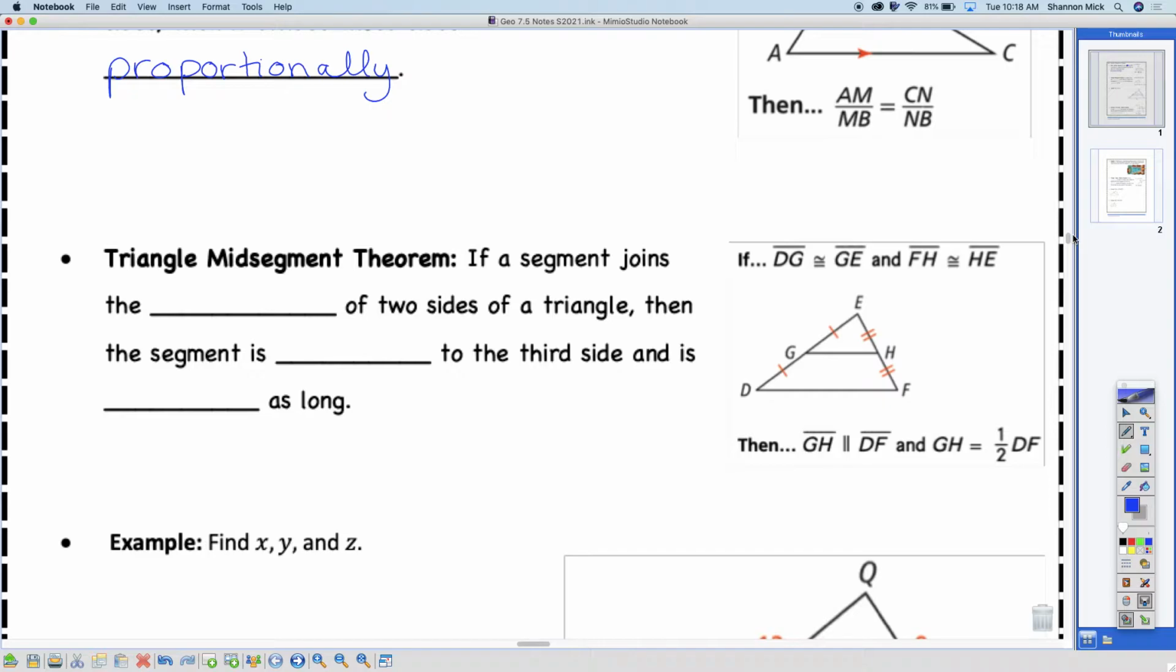So if those are parallel to each other, then the other one applies, correct? And yeah, I could use that. And also, GH, that middle piece, is 1/2 of the base.